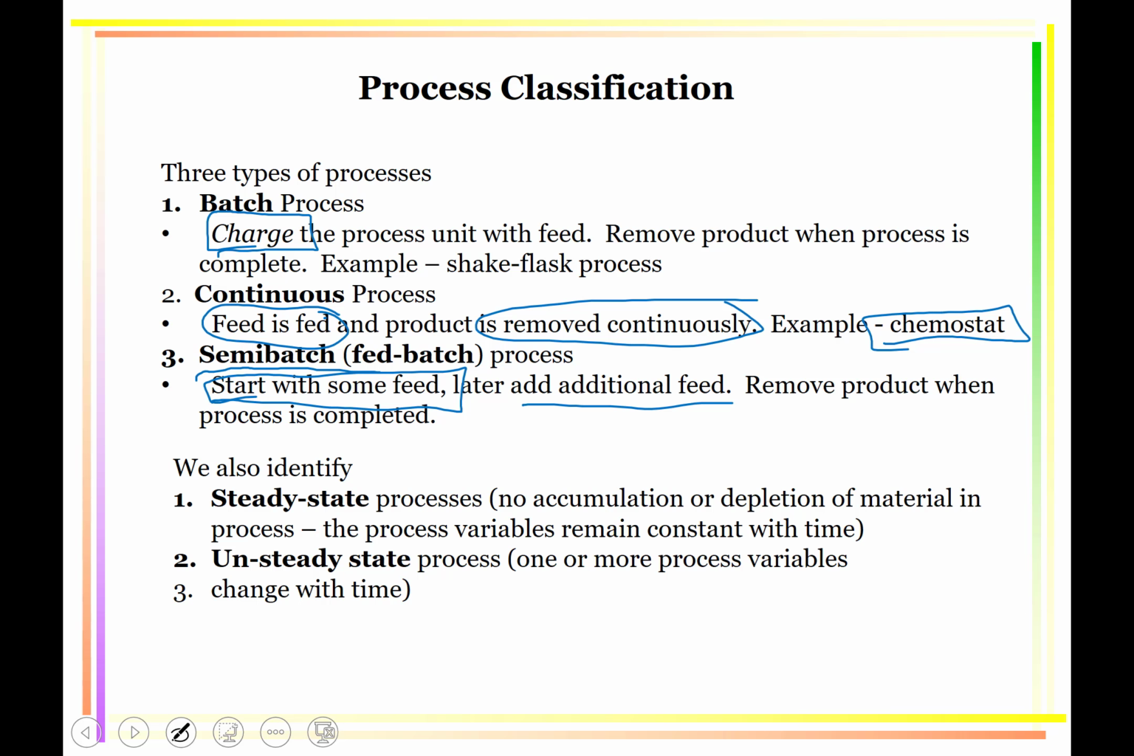Okay, so we can also classify the process as steady state, as I mentioned, when there's no accumulation of material in the process. If it's unsteady state, you can have depletion or consumption, but it has to not change with time. Okay, so an unsteady state process means that one or more process variables changes with time. So if the process variables are steady with time, then it's a steady state process.